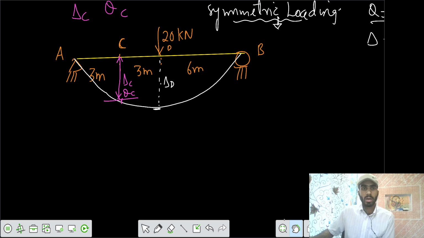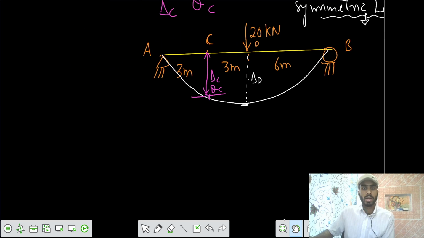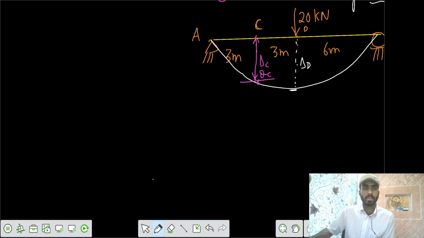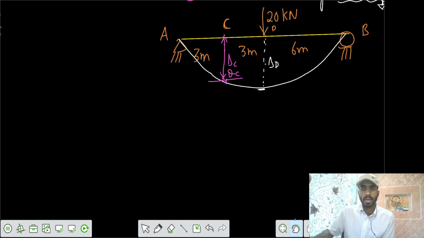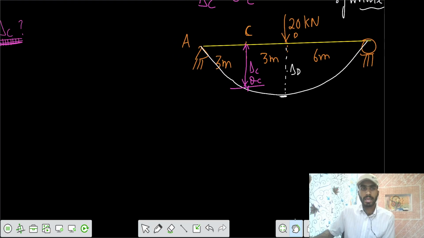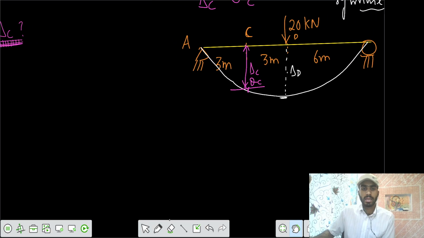So which point should we take as reference? Let's say we want to calculate delta C. Which point should we take as reference? The reference point should be such that theta is 0, so we can connect the 2 points and directly estimate the difference. We can directly say what the difference of that delta is between the 2 points.